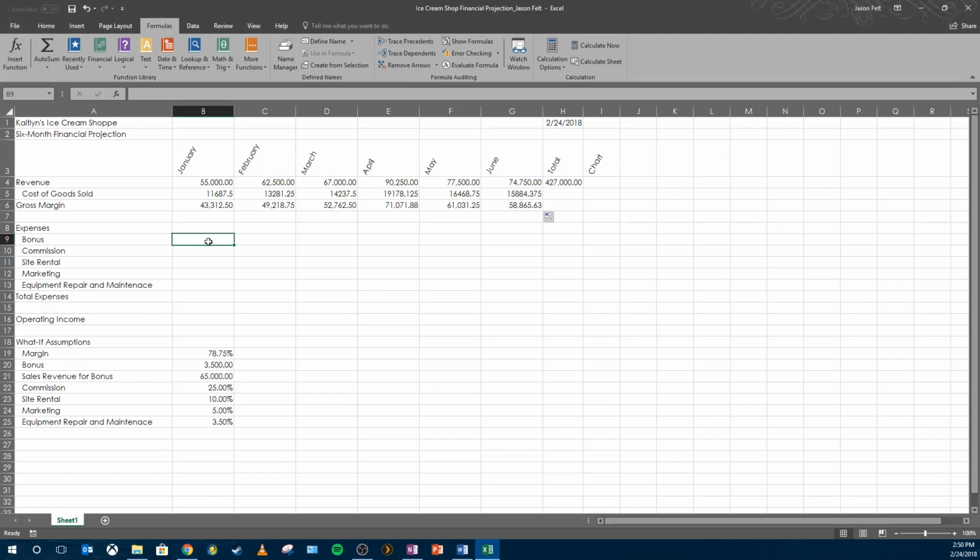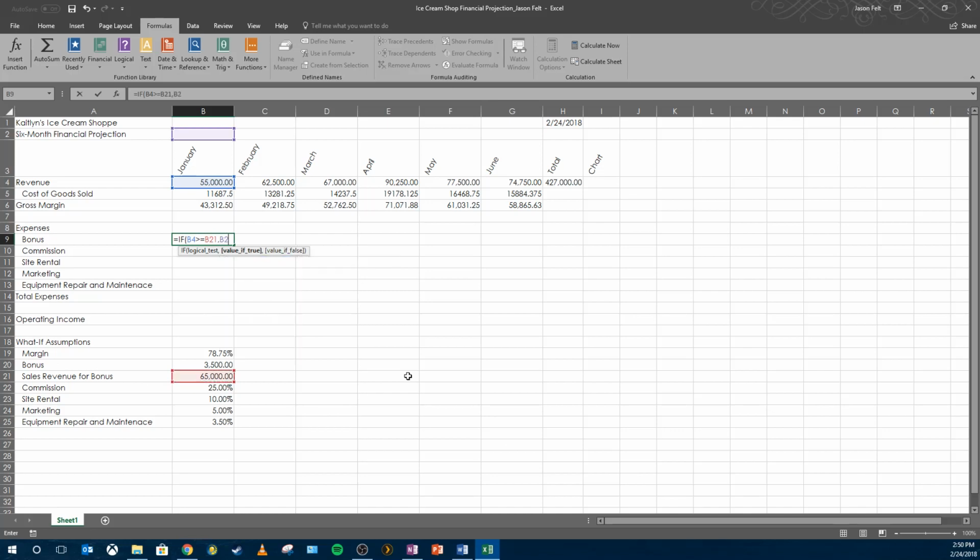So, equals IF the revenue is greater than or equal to B21, that's our sales revenue for bonus.